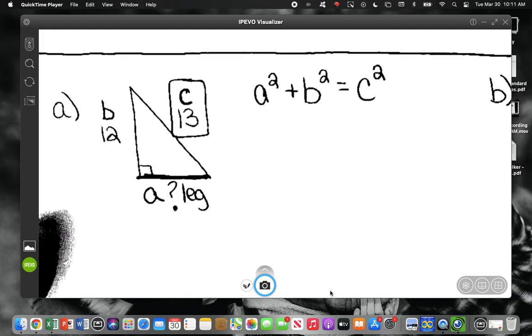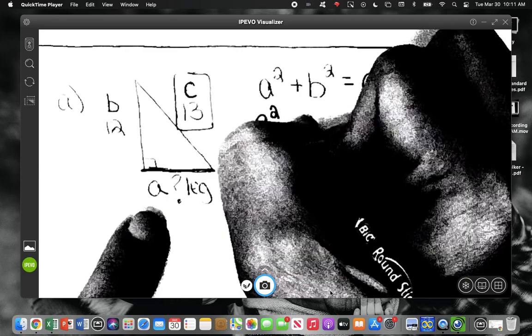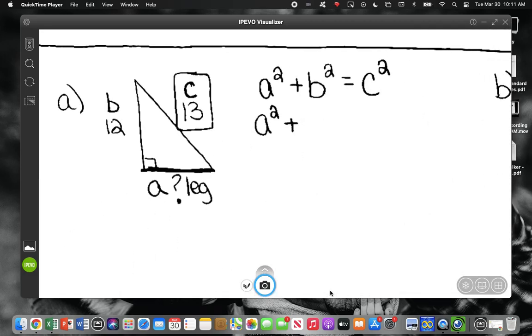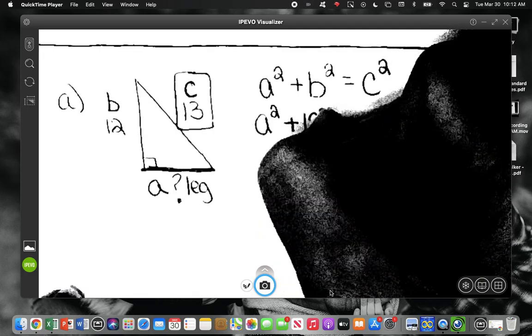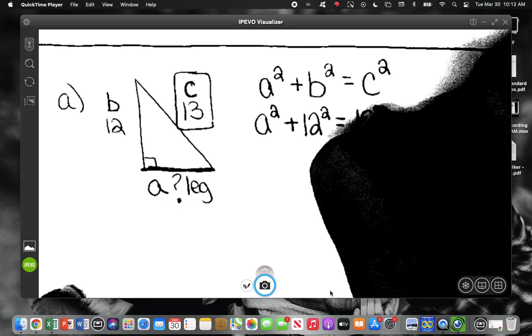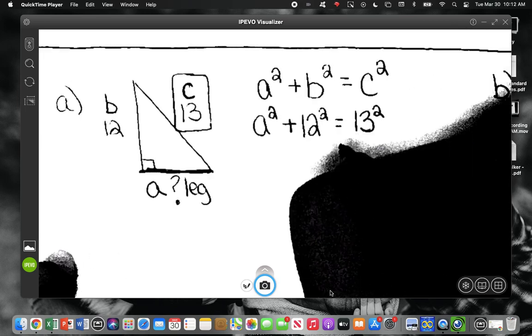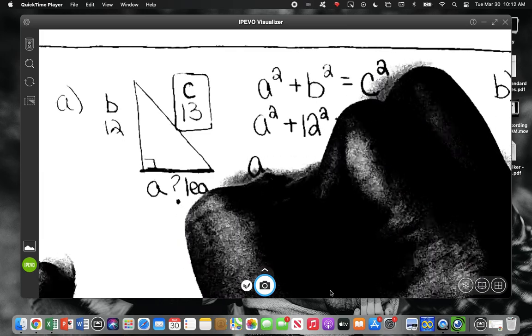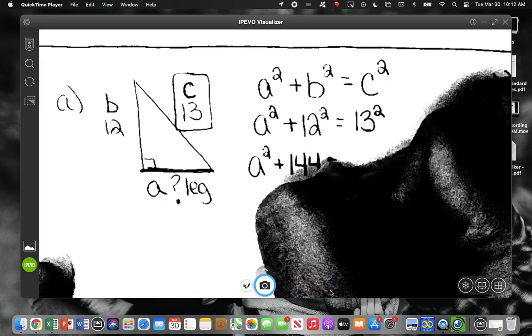We don't know a length for A. It's our missing side, so we're just going to leave that a squared. Now, what am I going to plug in for B? 12 squared, and c squared, 13. All right, now do we know those numbers? You have a calculator if you need them, but let's do our exponents. What is 12 squared? 144. And what about 13 squared?